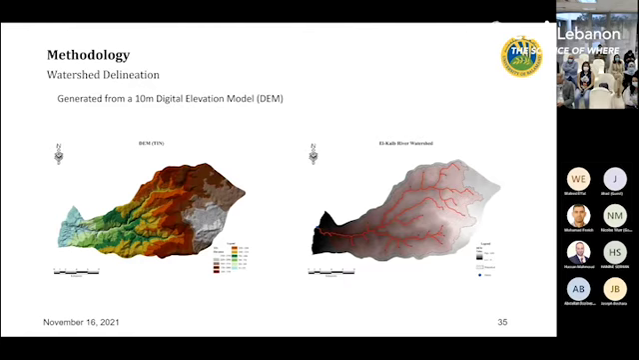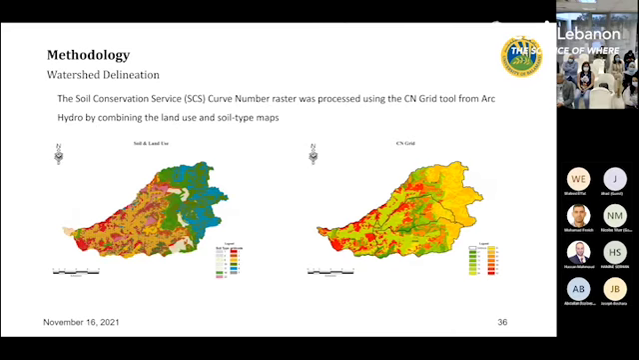In GIS, we started by generating the DEM model, then we used all the ArcHydro tools to generate the watershed with all the reaches and junctions available in that watershed. Second, we worked on the Soil Conservation Service curve number, which is mainly the combination of land use, land cover, and the soil to get the CN grid, which will be used later per sub-basin to get the hydrological model.